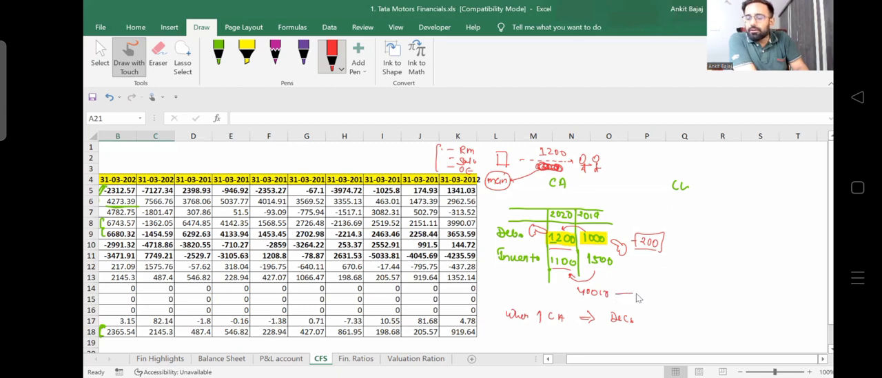You have sold inventory of 400 crore. And if you are selling inventory of 400 crore, it means you're realizing cash of 400 crore rupees, right? So whenever there is a decrease in current assets, it shows that there is an increase in cash. There is an increase in cash.